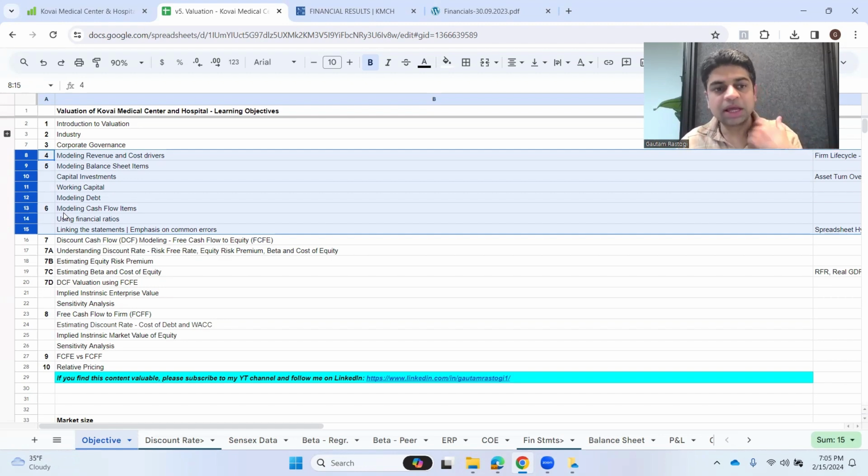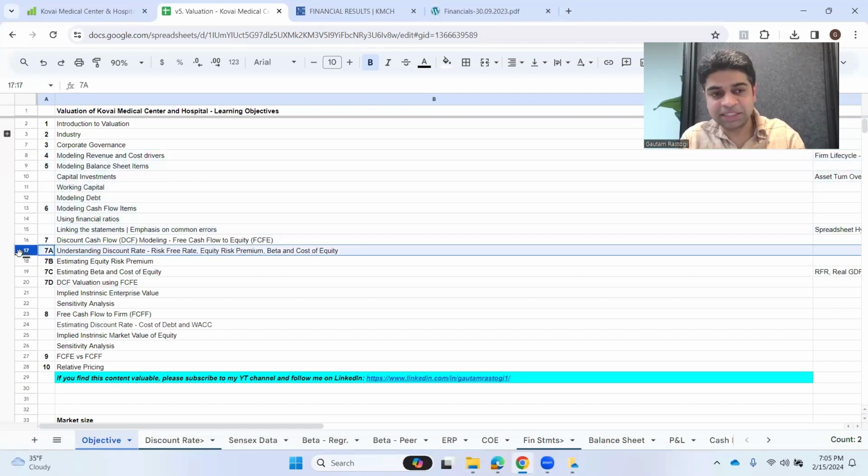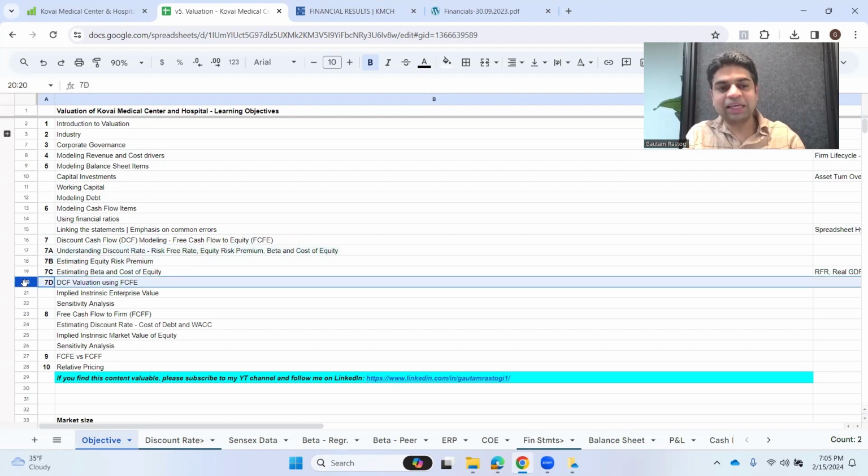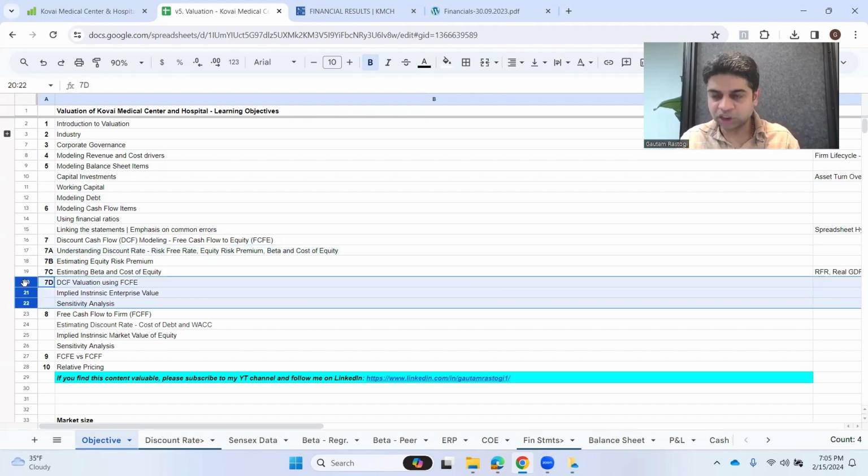And then in modules 7A, 7B, 7C, we estimated the cost of equity, that is the discount rate, which we would use to discount the future cash flows to the present. In the last three submodules, all this hard work just to estimate one cost of equity number. And now in this module, finally, we'll be able to conclude the valuation using one method, that is FCFE, free cash flow to equity. Okay, so let's jump in.